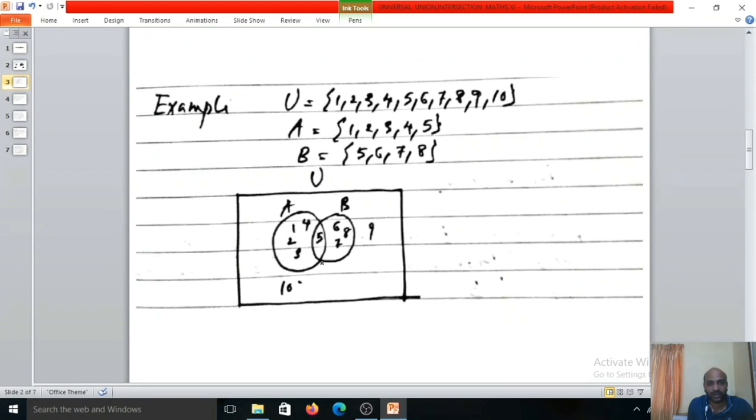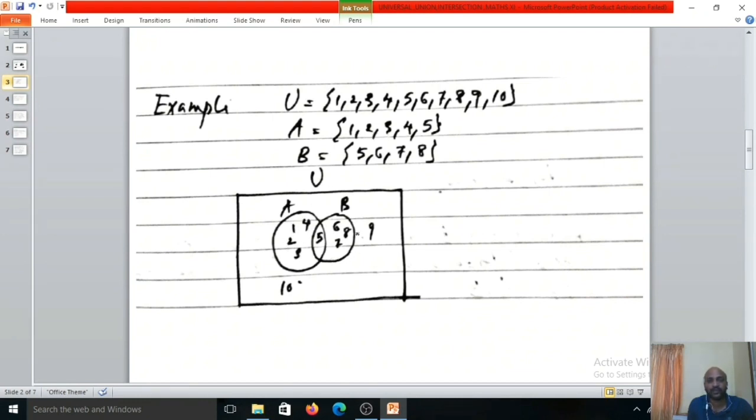Suppose you draw two circles. Just to check clearly, there is one element common in A and B. That means there should be one common region, that is this region. Inside the common region you have to write common elements, that is 5. After that you have to fill elements of A. So remaining elements of A are 1 2 3 4. So 1 2 3 4 we can write here.